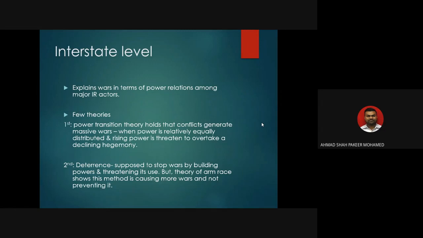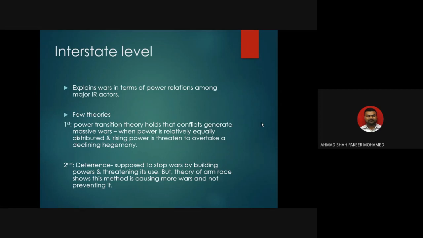And the second will be deterrence. Deterrence is supposed to stop war by building power and also threatening others. But the theory of arms races shows this method is causing more war and not preventing it. But for me, I would say that deterrence will be nuclear power. For example, if you look at the nuclear power states, Israel, Pakistan, India, North Korea, China itself, America itself, Russia itself. So they have nuclear power. So it actually is a deterrence to them.